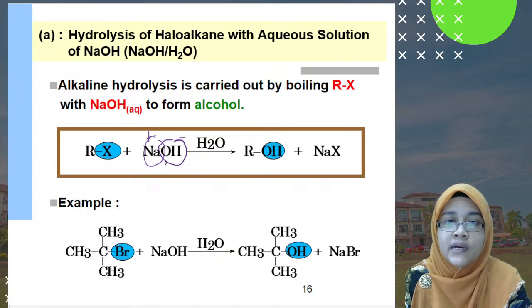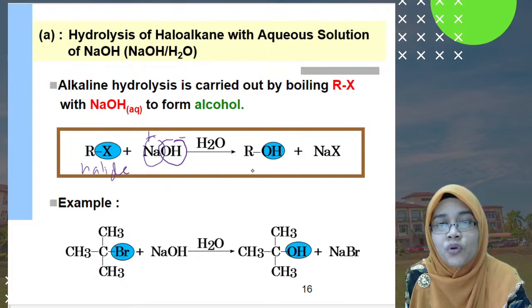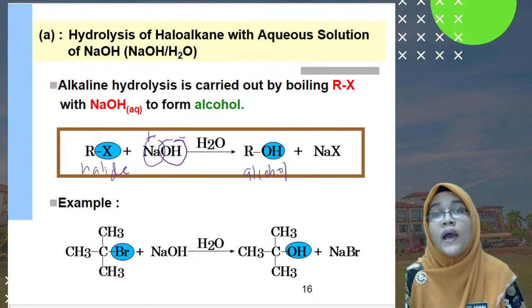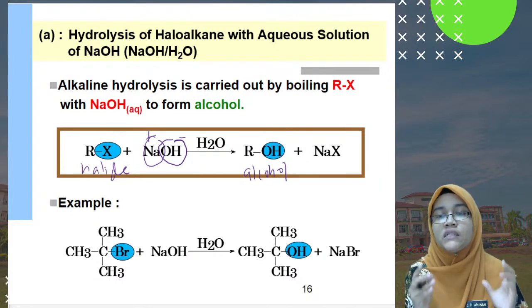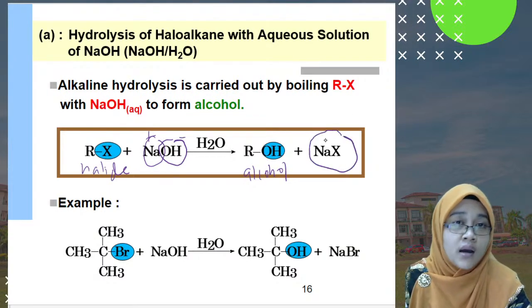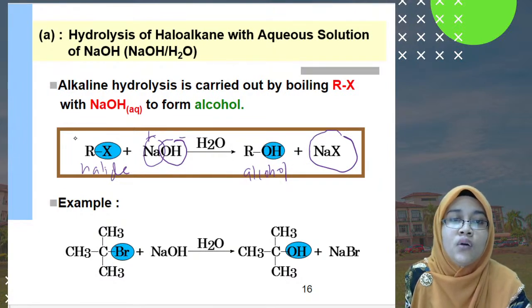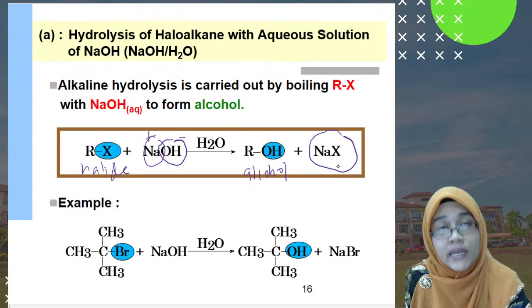So OH minus from sodium hydroxide will replace the halogen. Before, we have haloalkane, and after we react with the new nucleophile, it will become a new product, an alcohol. So from halide it turns to be alcohol. Why? Because it undergoes nucleophilic substitution, and it will also form a byproduct, NaX. In this case, if your halogen is Cl, it will form NaCl.